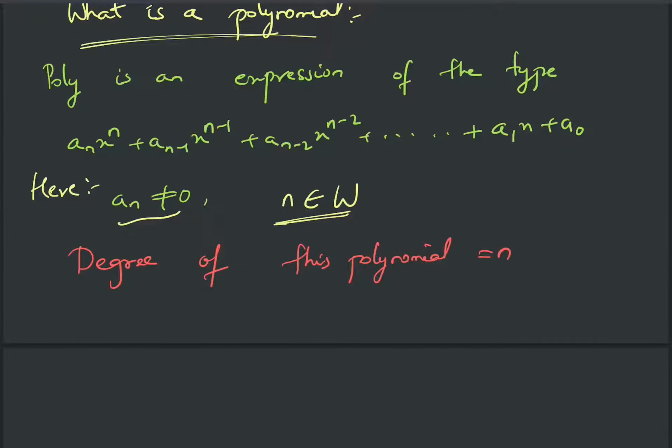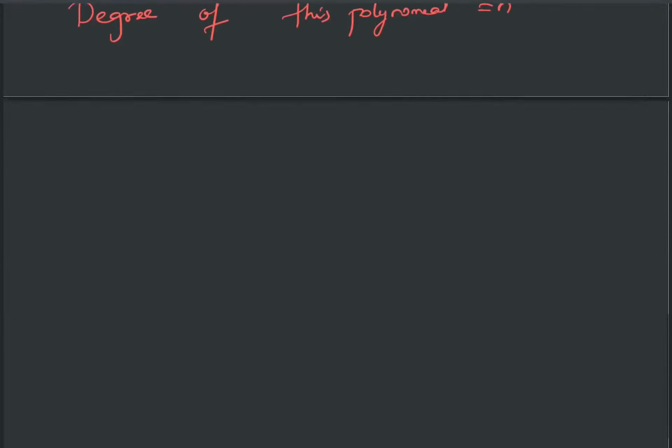So this is a general standard polynomial, and it is a polynomial in only one variable, that is x, right? It is a polynomial in only one variable x. Fine.